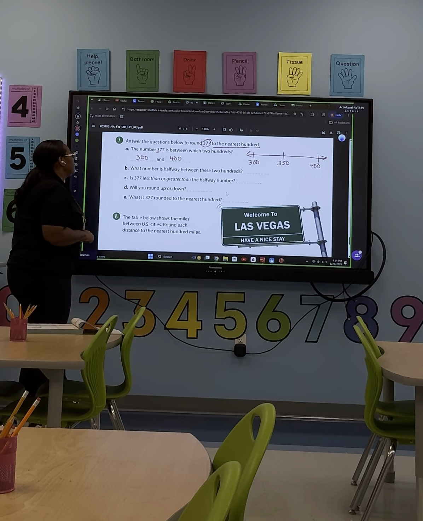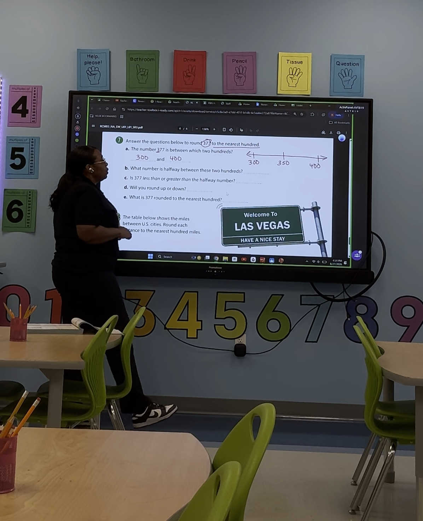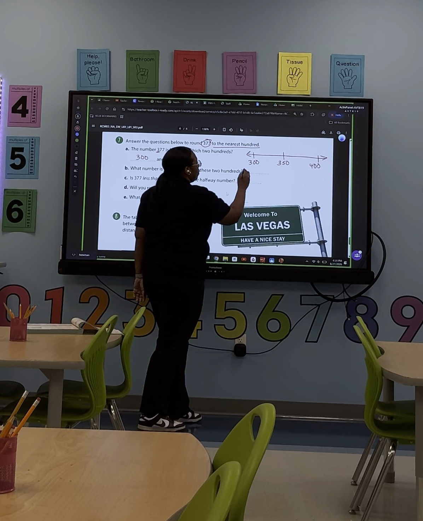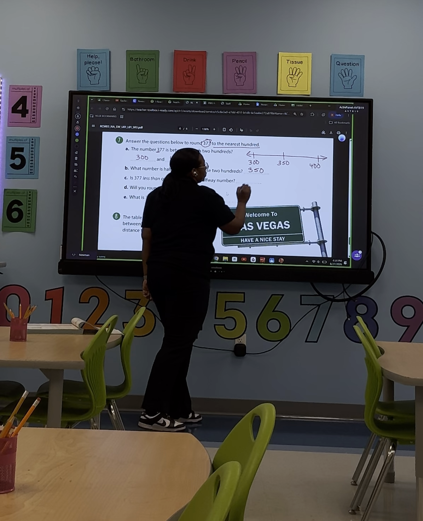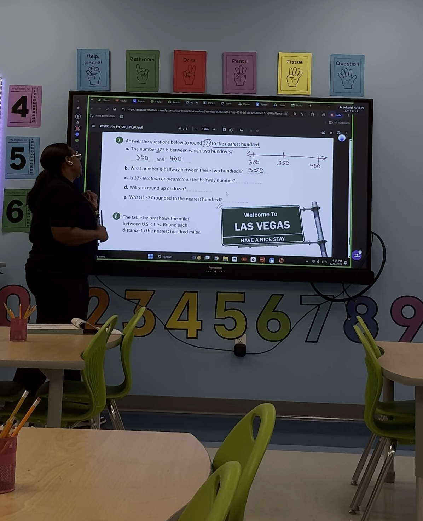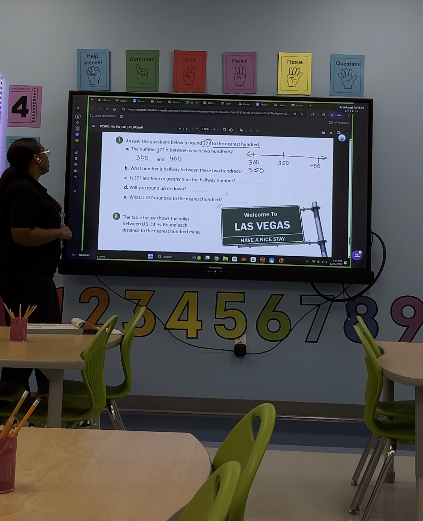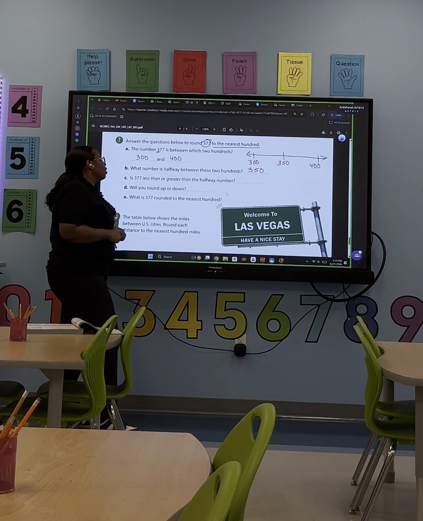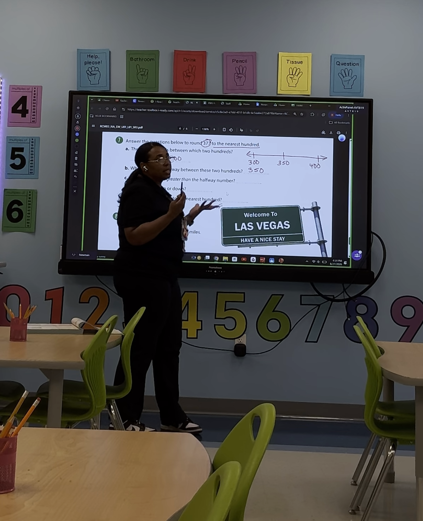So B says, what number is halfway between these two hundreds? We wrote it right here, 350. Okay, let's go to C. C says, is 377 less than or greater than the halfway number? So that's our next step.